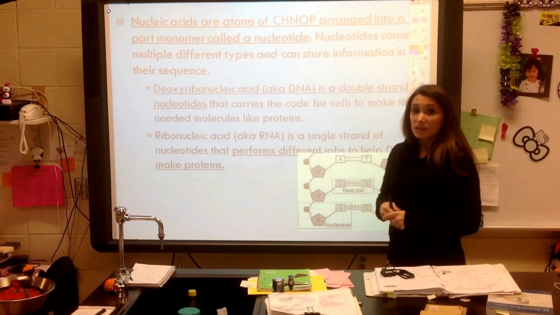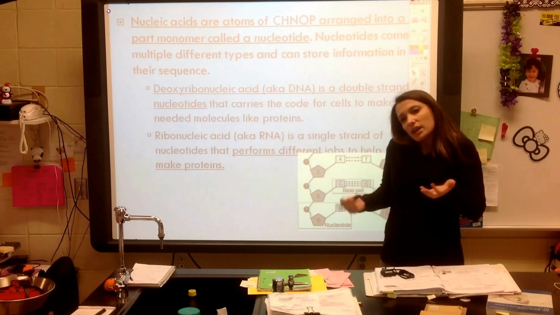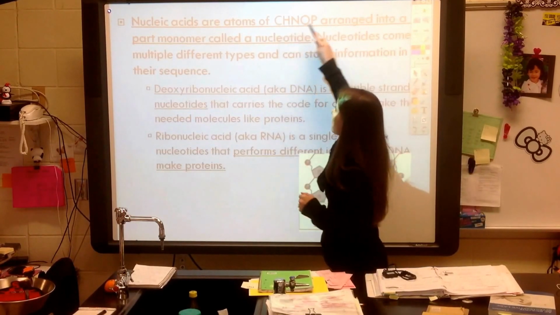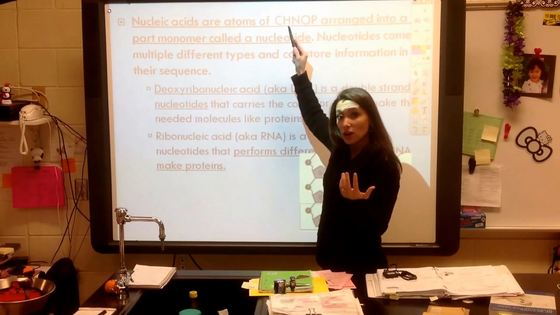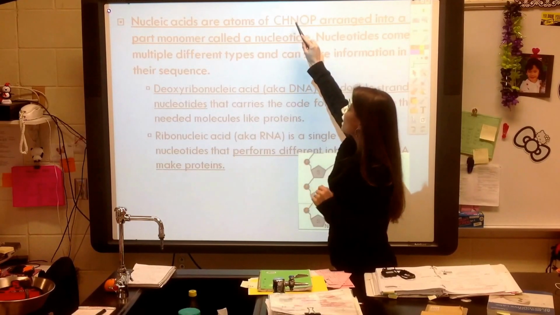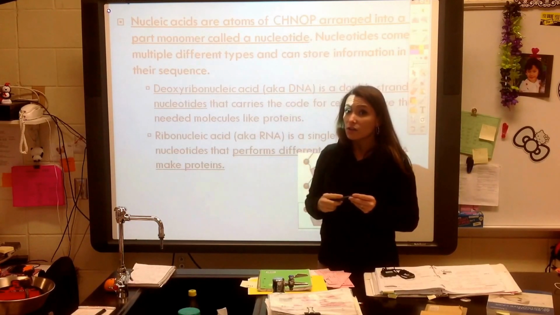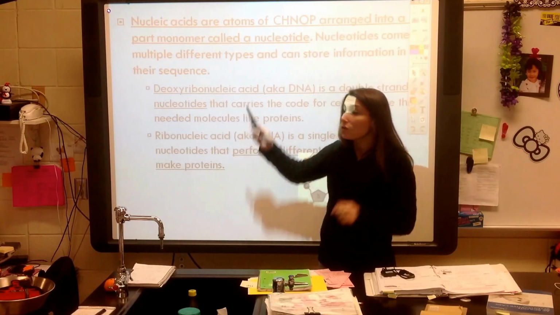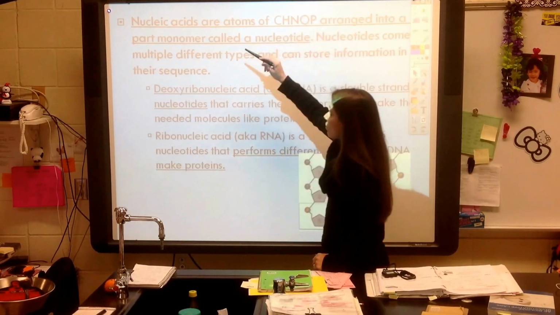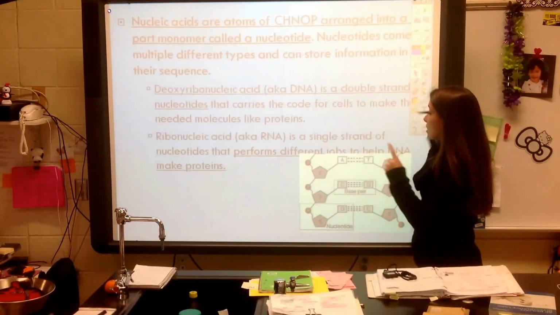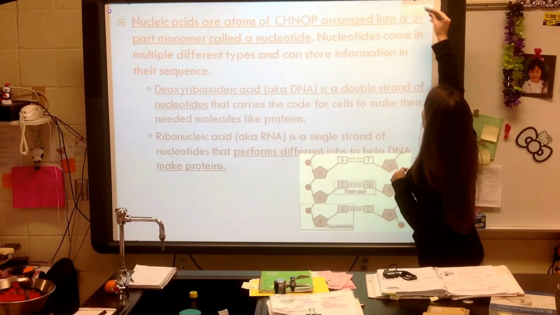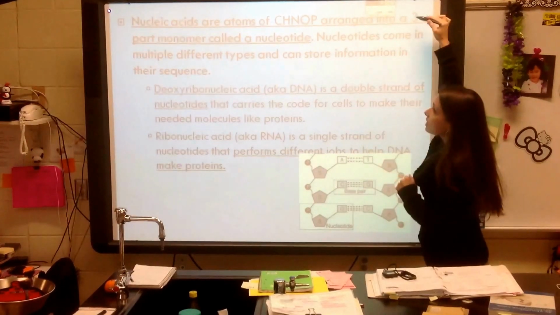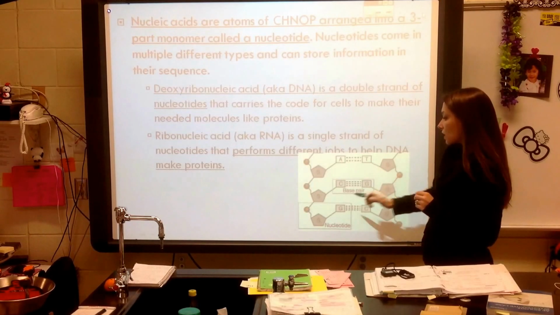Nucleic acids. This is your DNA. What is DNA made of? Well, DNA is made of 5 elements. Carbon, life is carbon-based, hydrogen, nitrogen, oxygen, and phosphorus. So no sulfur here. We're almost at the 6th essential. But we have these 5, and they're arranged into a 3-part monomer called a nucleotide.